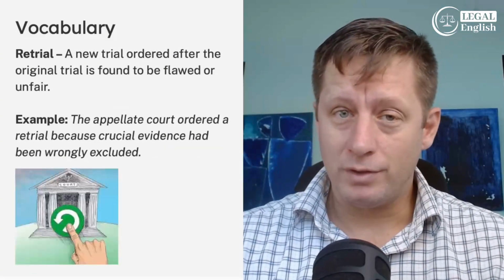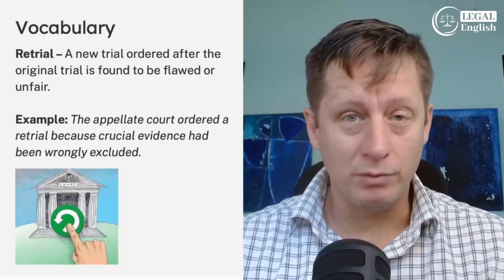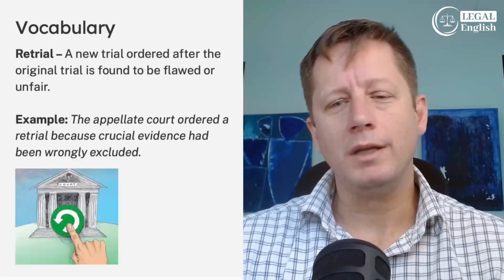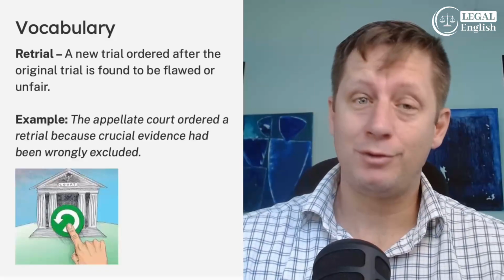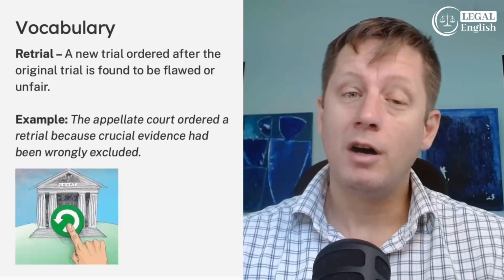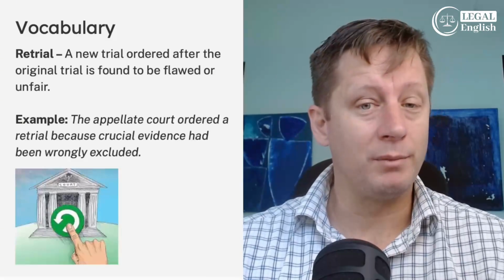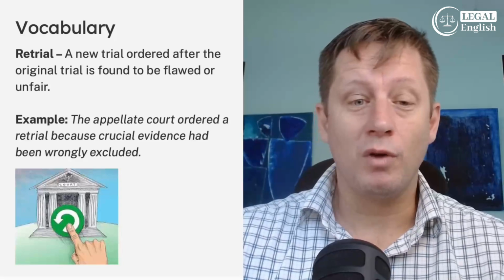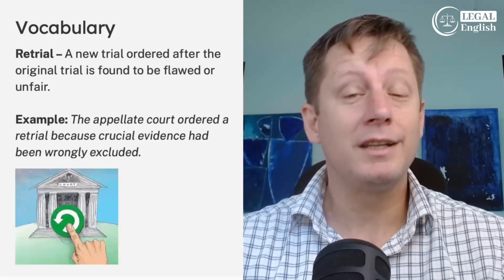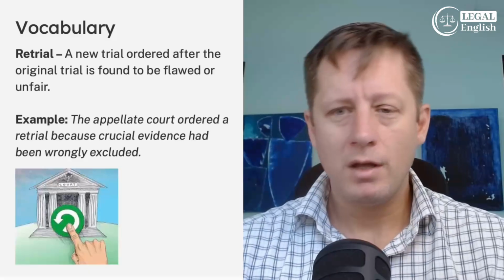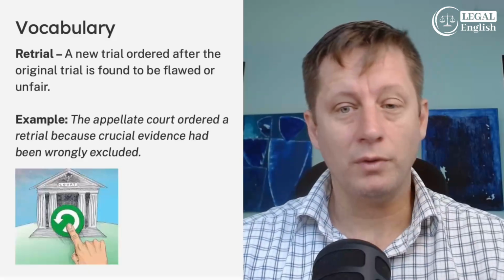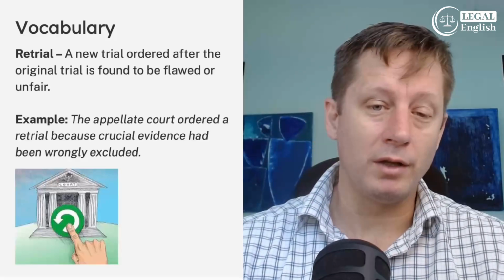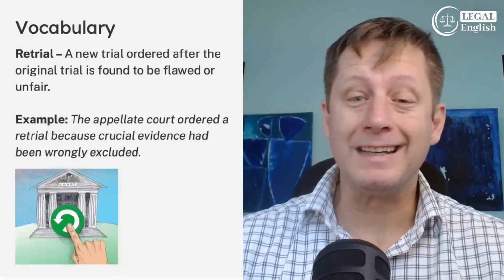Sometimes an appellate court doesn't overturn a conviction outright. Instead, it orders a retrial. A retrial means the entire case goes back to a trial court, starting fresh, often with new evidence or corrected procedures. For example, imagine a murder case where the judge wrongly excluded DNA evidence that could support the defense. On appeal, the higher court rules: the original trial was flawed. We order a retrial. Now, the process begins again.